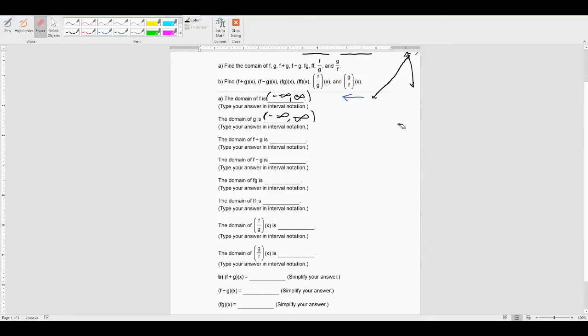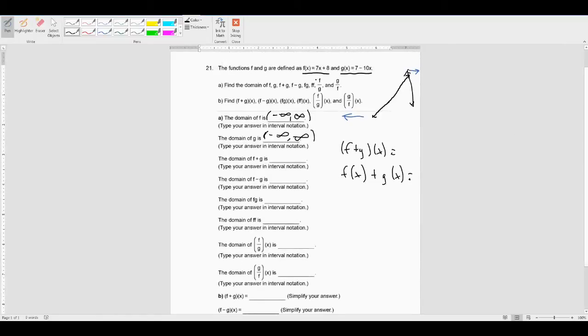yeah, that's not a plus sign. Let's just do it right here. I probably should have had more room, but let's go ahead and just do it. All you're really doing is you're finding f of x plus g of x. Now f of x is 7x plus 8. And then g of x is 7 minus 10x.